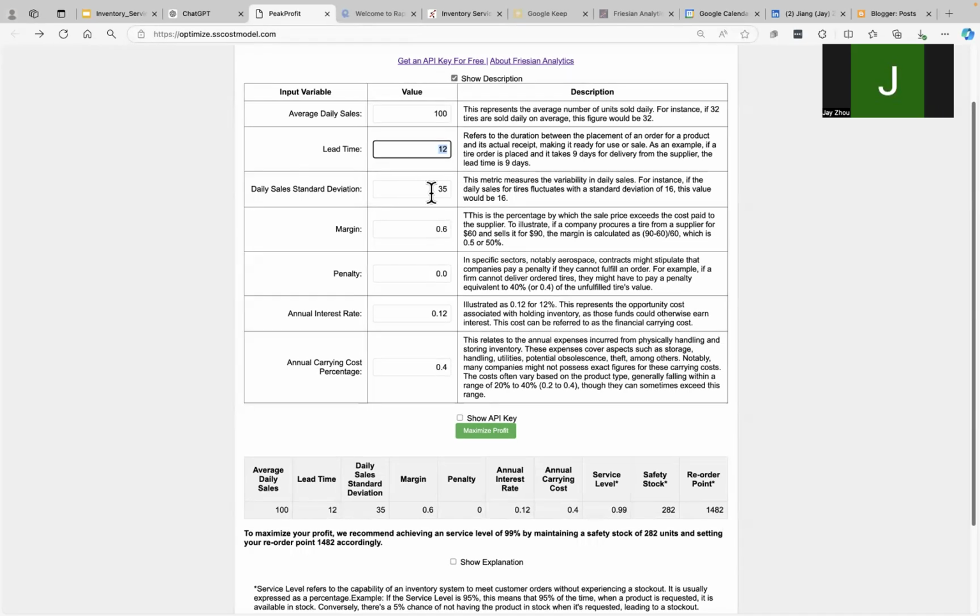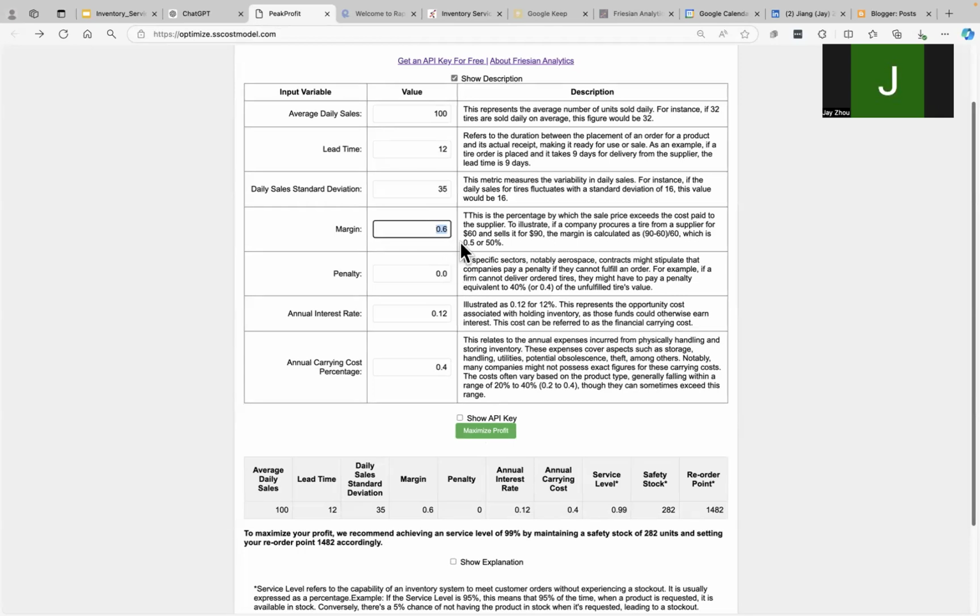And the standard deviation of sales, because our sales is not a constant every day. This is a statistic, the standard deviation. It's easy to calculate. And then we have margin. This is how much money, percentage-wise, we make. Right? Obviously, it's the difference between sales price and the cost divided by the cost.